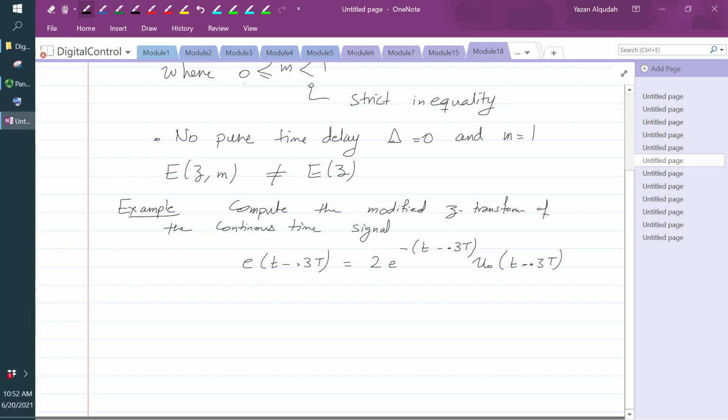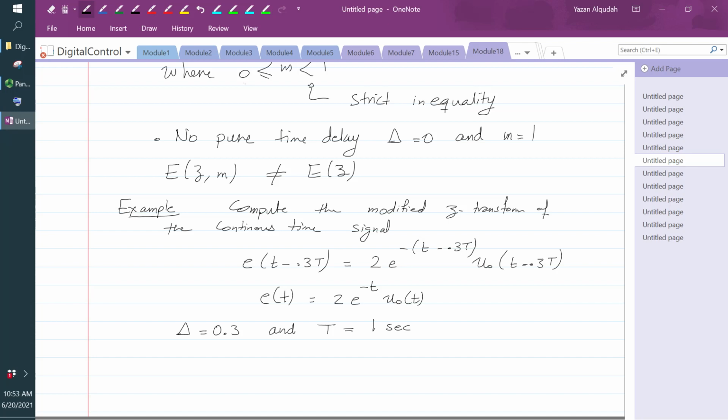So I have a signal e of t. What is e of t? Without the delay, e of t is equal to 2e to negative t multiplied by u0 of t. I delayed it by 0.3T. So therefore, in this case, delta is equal to 0.3, and we are given T, the sampling period, is equal to 1 second.